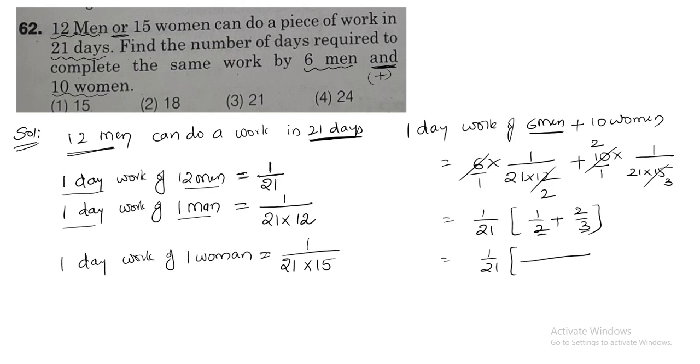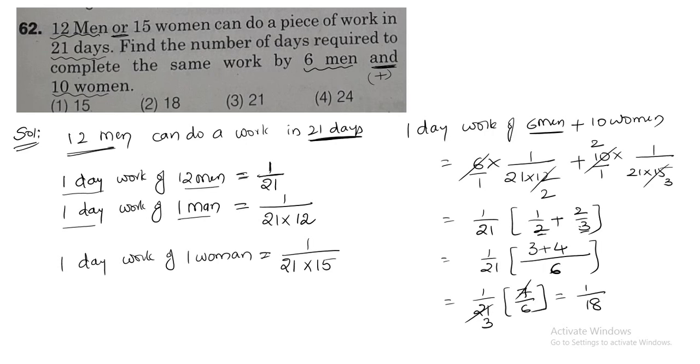Since 2 and 3 are co-primes, the LCM is their product. So whenever the LCM is their product, then directly you can do cross multiplication. So 3 1s are 3 plus 2 2s are 4. Then what I am going to have, 1 by 21 into, so 3 plus 4 is 7 divided by 6. Now in 7 table this 21 gets cancelled 3 times. What is the answer? 1 by 18th part.